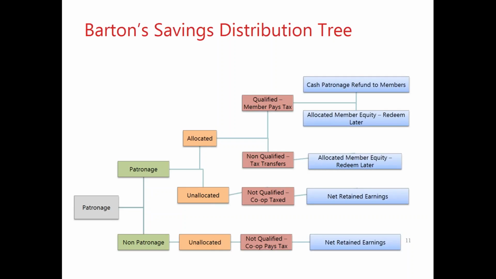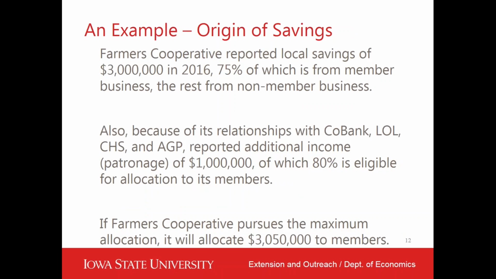So I just want to walk through this using an example, and I hope this example doesn't muddy the water at all. This would be a common example or a typical example of how these monies come about and how a co-op might make an allocation decision. So here's an example. Farmers Cooperative has local savings of $3 million in 2016, and they know that 75% of that is from member business, the rest from non-member business.